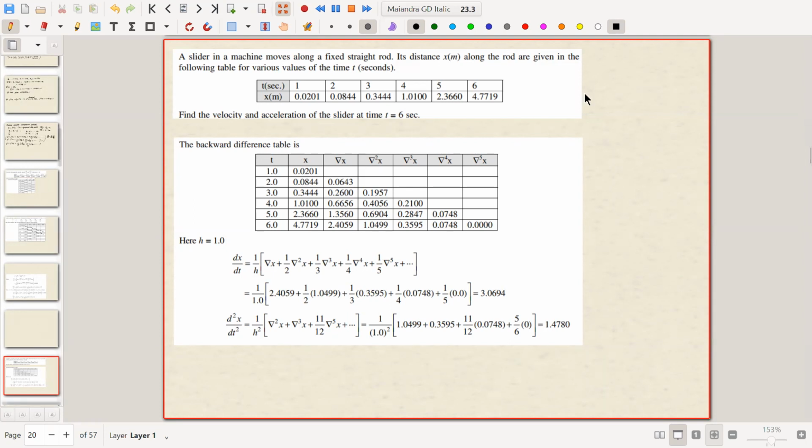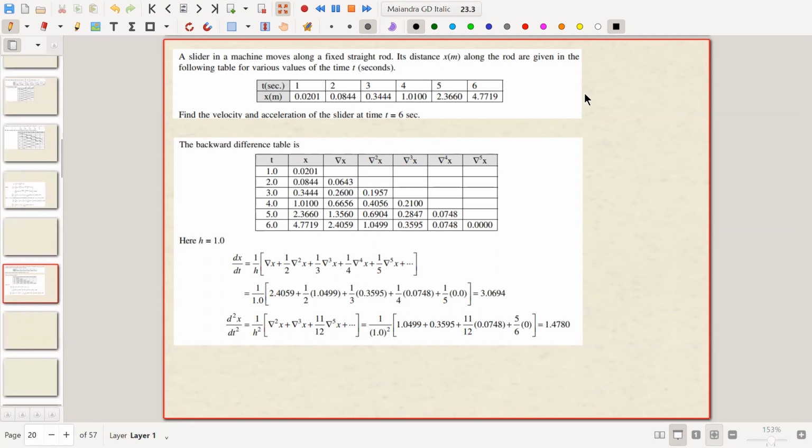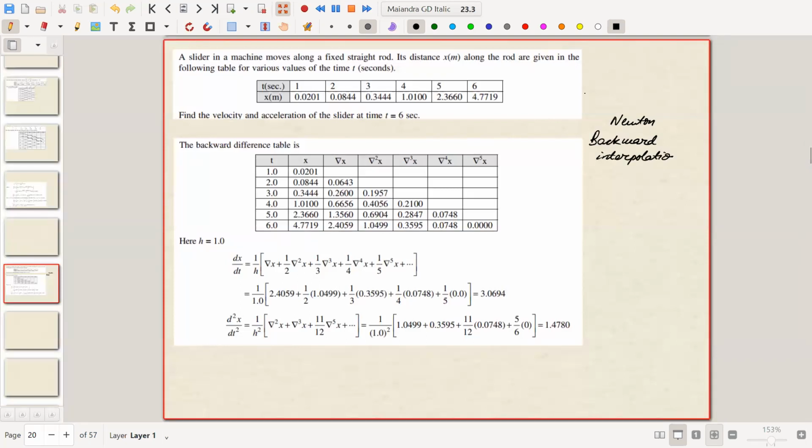Anyway, so this is the backward difference, the Newton backward interpolation formula. These two methods are easily doable, but you need to work on it by yourself. Then only you can appreciate this.